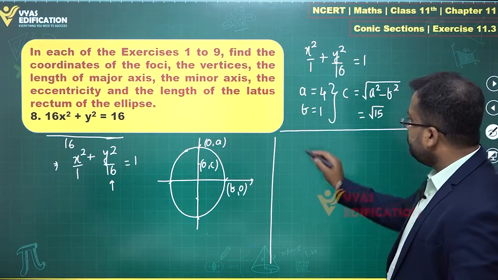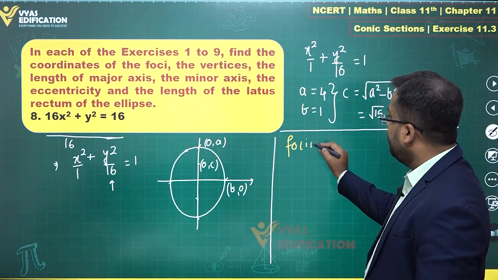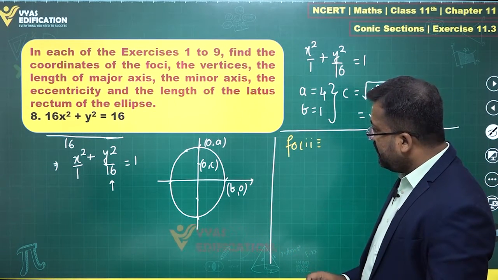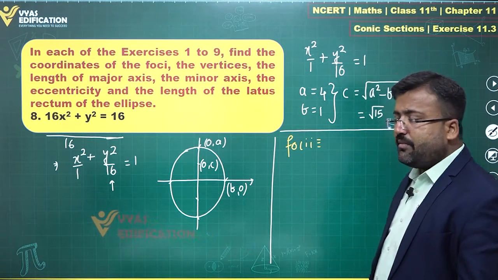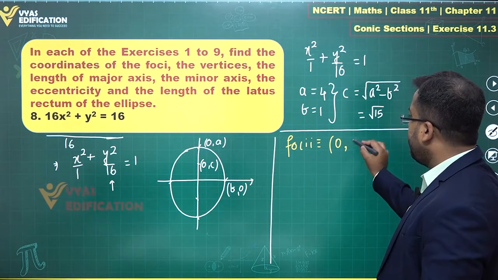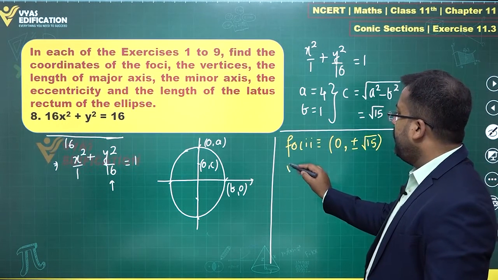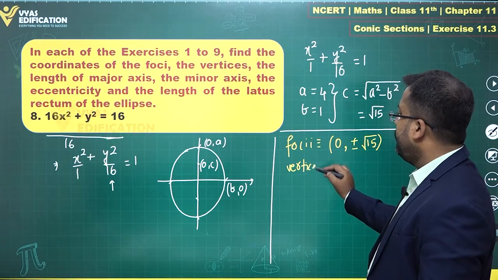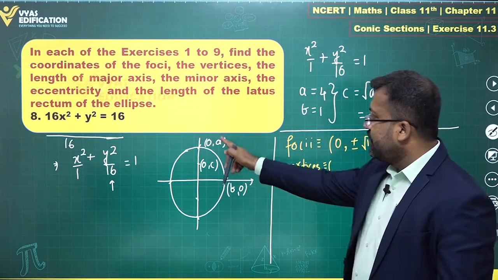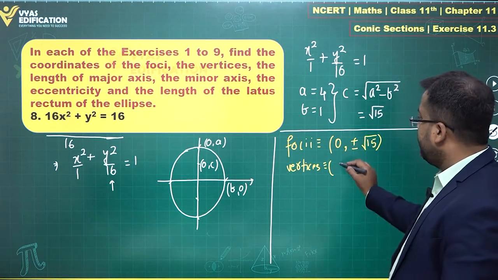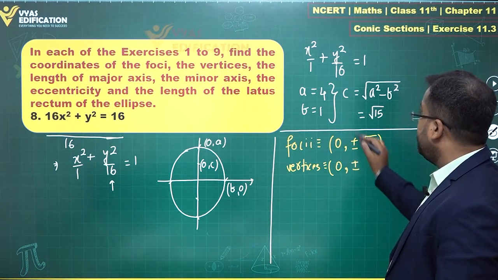So, foci. The coordinates will be 0 comma plus c, 0 comma minus c, which will actually be 0 comma plus or minus c, which is root 15. Vertices. For vertices, we'll have 0 comma a or 0 comma minus a, which are 0 comma plus or minus a.